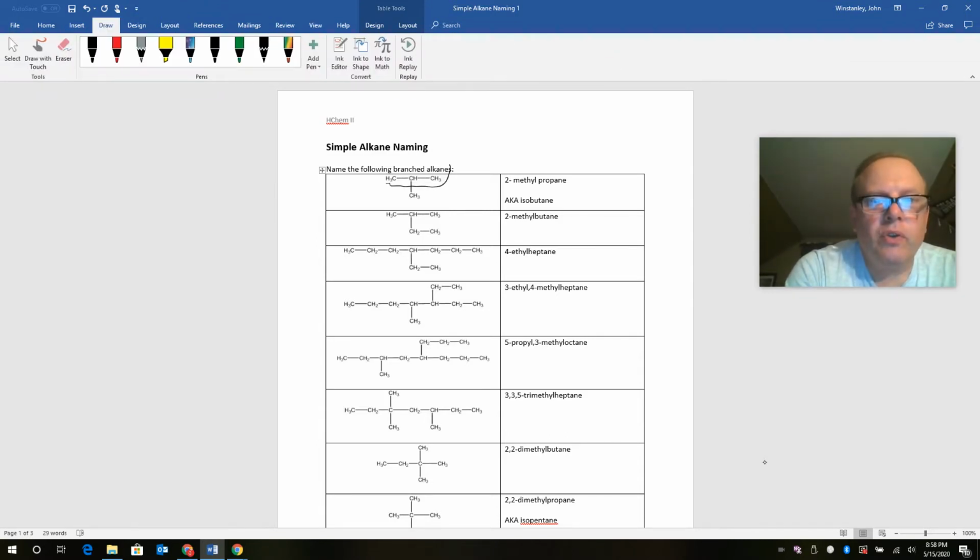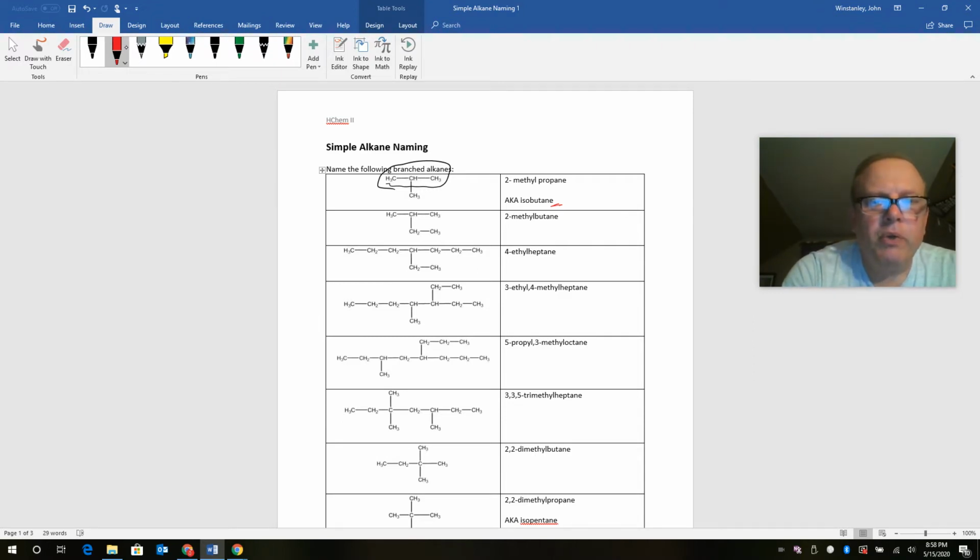2-methylpropane. So it's three carbons is the longest, and that is why it is propane. It has a methyl group off the two. There's a second name on there called isobutane. It's the only isomer butane can make. So isobutane. That's not something I'll ever ask you, but it's just a fun fact to know.